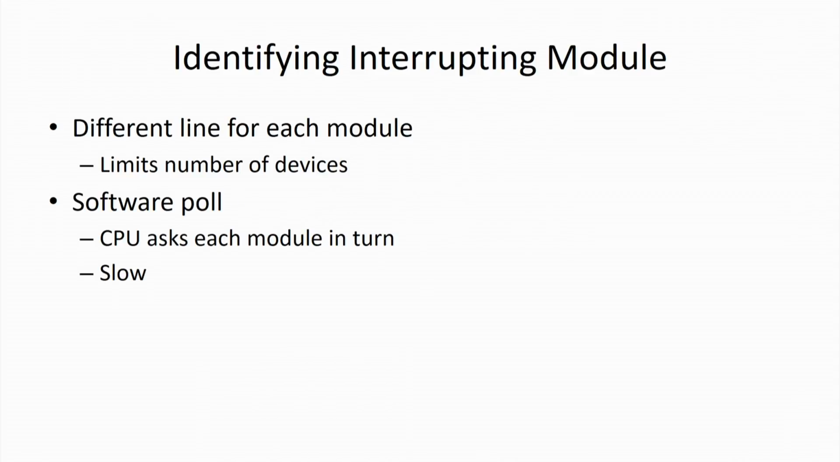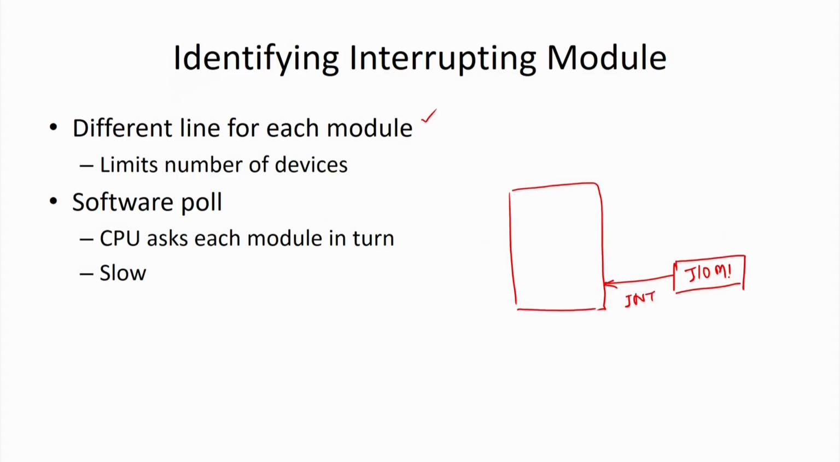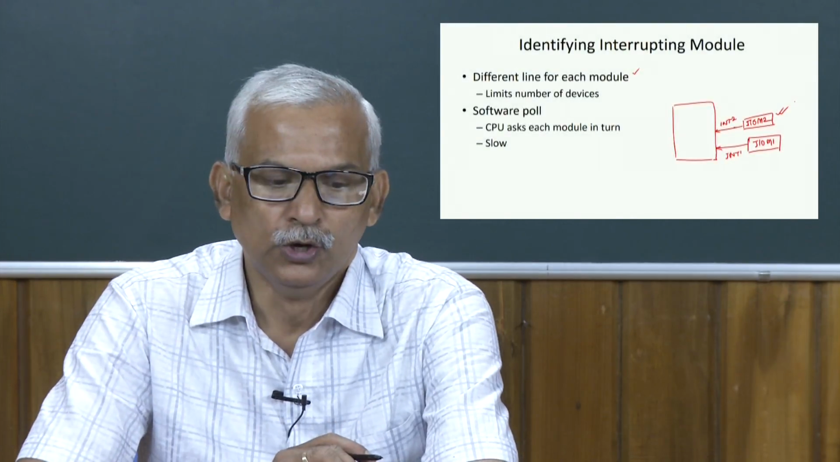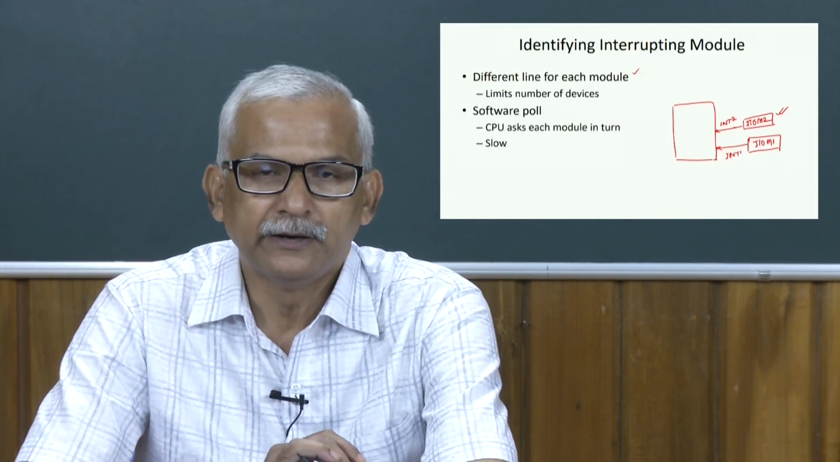One way is to have different lines for each module. Say this is my processor, and I have a line through which I can receive an interrupt. This may be I/O module 1. If the interrupt comes through this particular interrupt line 1, then I know that I have to give service to I/O module 1. Similarly, I can have another interrupt line where I connect I/O module M2. The second module is connected to interrupt line 2. If the interrupt comes through interrupt line 2, then we know it is coming from I/O module 2.